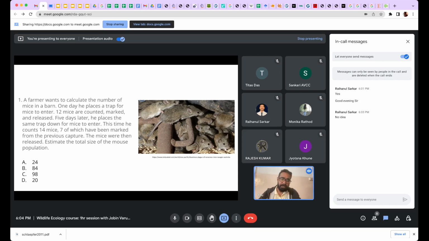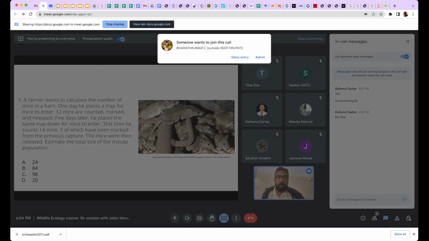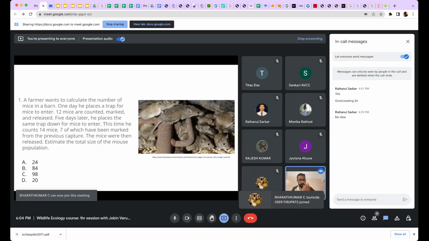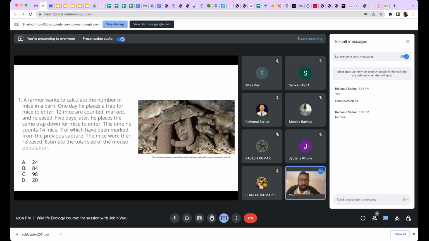Okay, so there are several assumptions while estimating the total number of the mouse population. First of all, the assumption is that all the mice have equal probability of being caught. There are several other assumptions which I don't remember now, but you can look up the assumptions in the capture-recapture method. So how do we go about it?